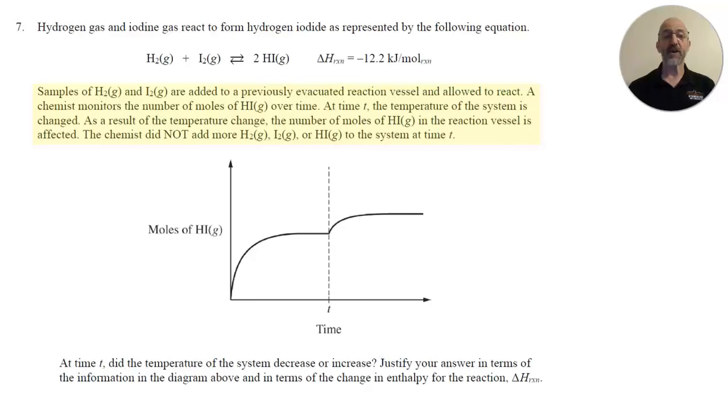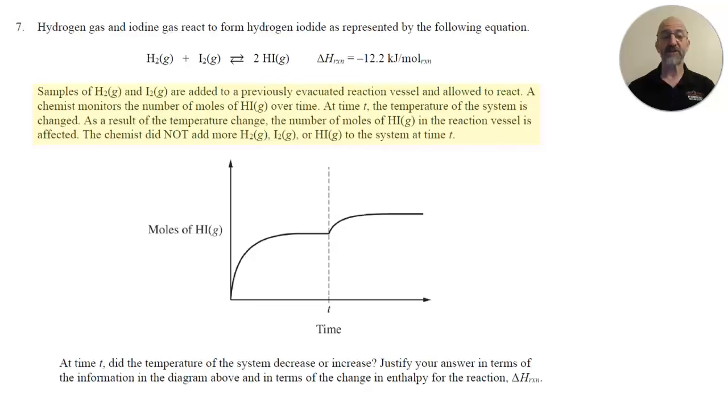And a chemist monitors the number of moles of hydrogen iodide gas over time. And you can see that on the y-axis in this diagram, it says moles of hydrogen iodide gas. And on the x-axis in this diagram, that would be time. And of course, there's also a label, a dashed line. It says at time t, the temperature of the system is changed. Now, we don't know whether the temperature was decreased or increased. That is what we need to answer in question 7. It just says that at time t, the temperature of the system is changed.